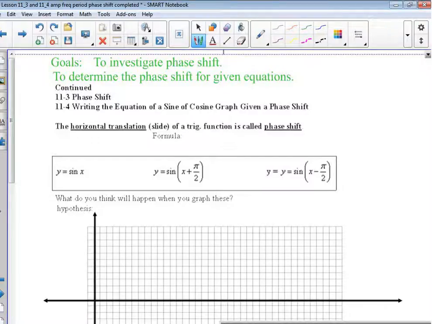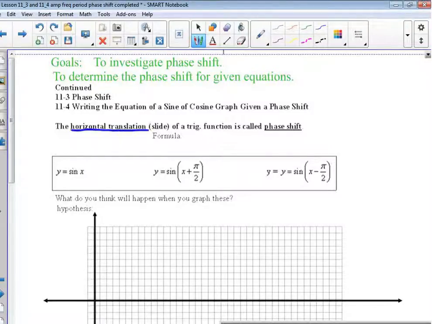Okay, so today we're going to be learning about the phase shift of a graph. So the phase shift is a slide to the left or the right, called a horizontal translation of a trig function. Okay, so that's what a phase shift is.